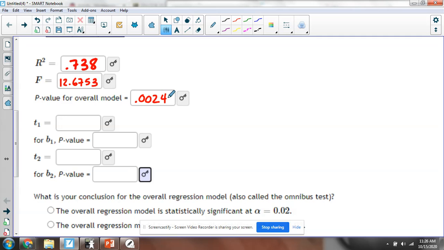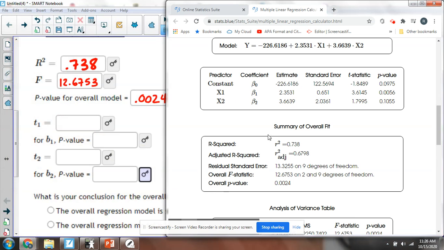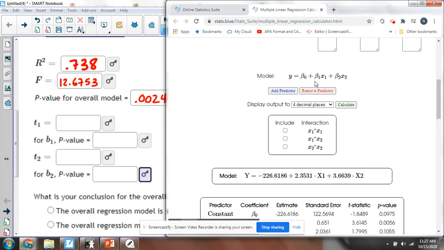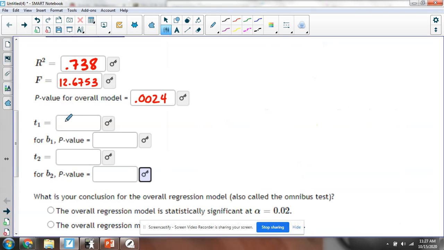Now we're going to be talking about some statistics based on specific parts of the regression model. So it wants t1, the t statistic related to the first coefficient. Remember, here's our equation written like this. Our first coefficient is going to be b1, the number in front of the x1. So if you go to this upper box, it has all the information we need. t1 is the test statistic associated with b1 or x1. If we see where this column and row meet, we get a value of 3.6145.